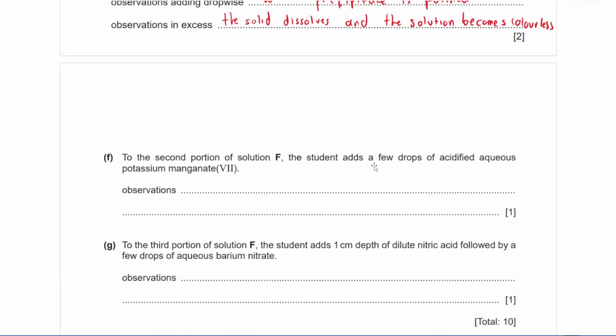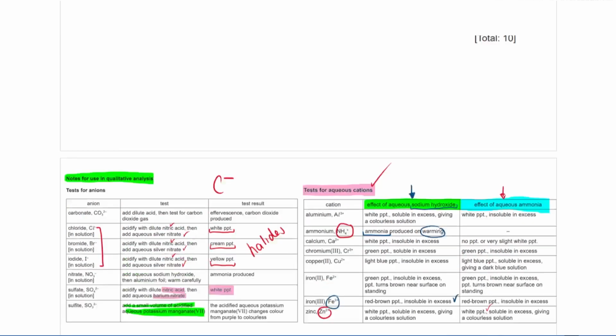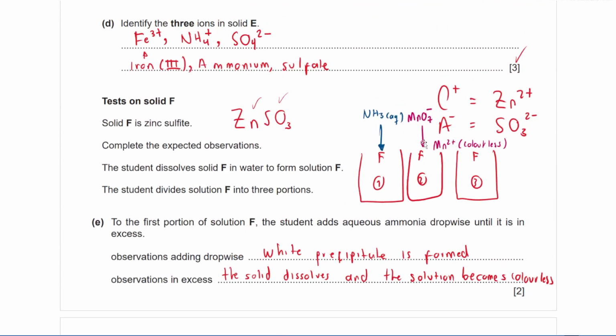So what are we gonna see here? Very simple. That the purple solution becomes colorless. And why do we know that this is positive? Look, because this is the test for sulfite, and we know that our anion is sulfite, so of course it's positive.